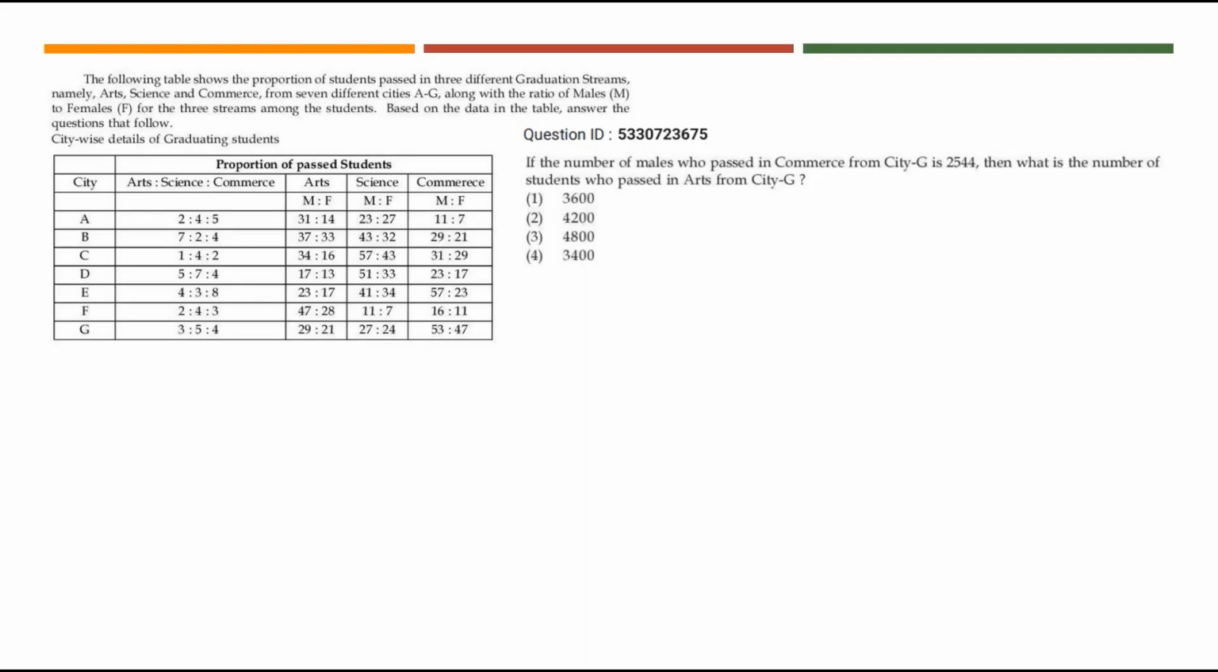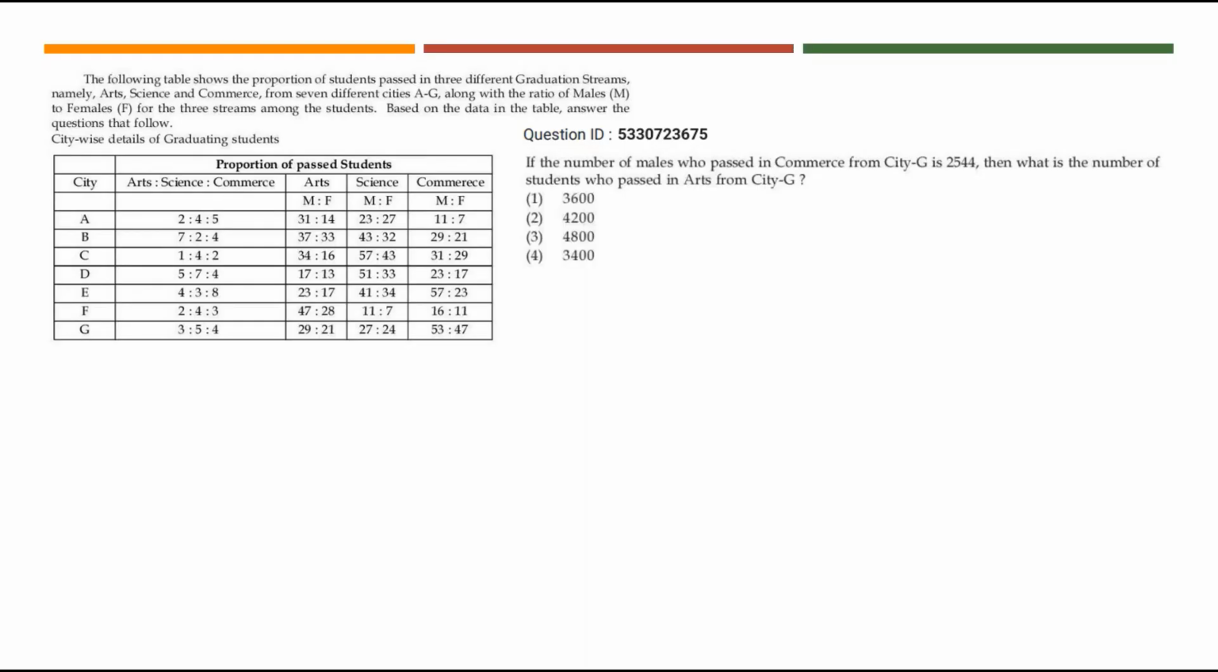They have given the city-wise details of graduating students. The proportion of passed students is mentioned here: Arts is to Science is to Commerce. And when you take the Arts stream, the proportion of male and female are also given. Similarly, for Science and Commerce also you have the gender proportion here. Now we have to answer the questions based on these proportion details. Let's go to the first question.